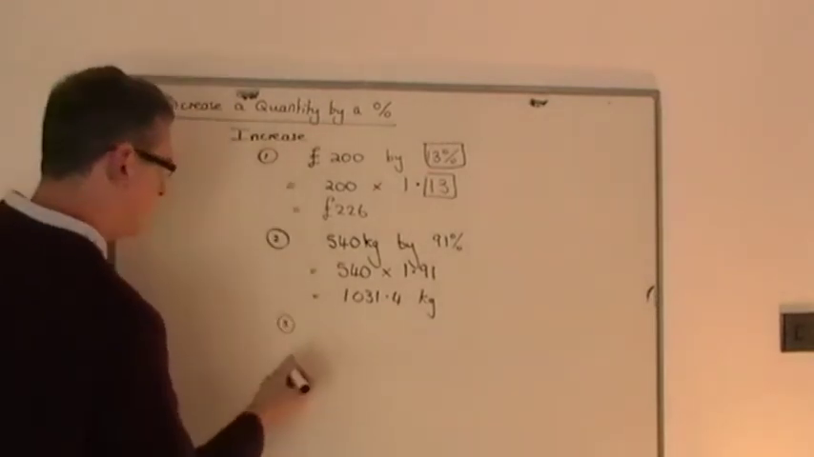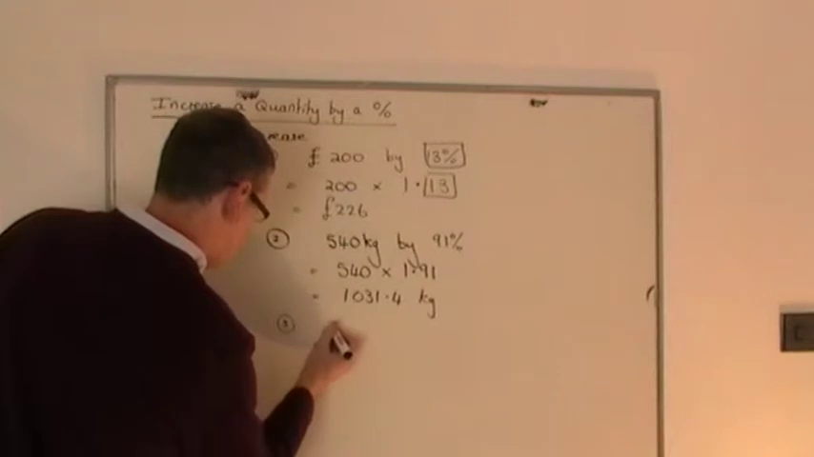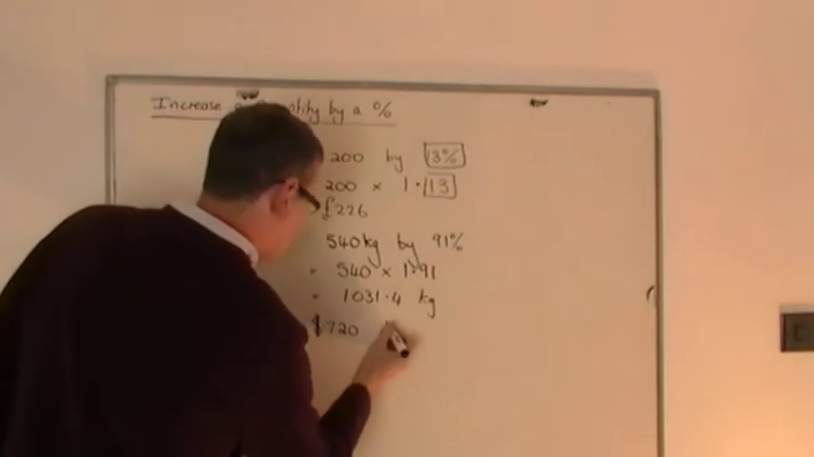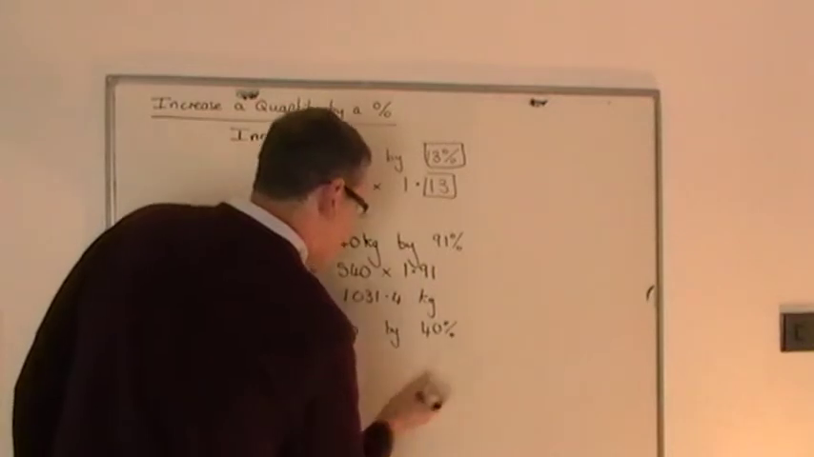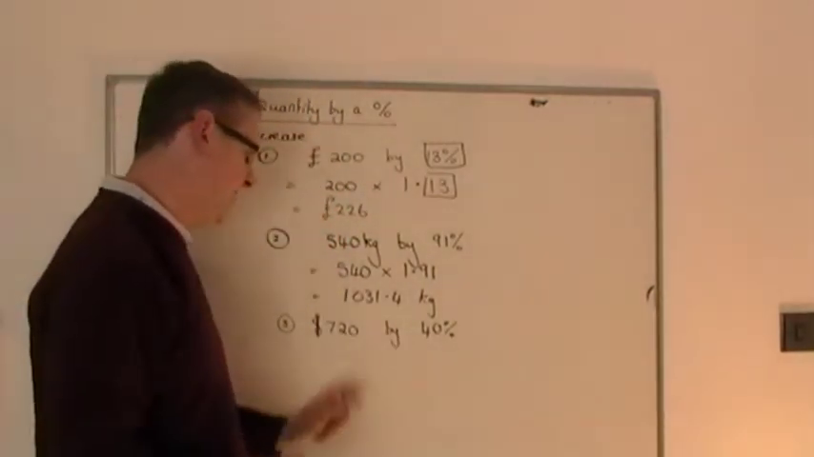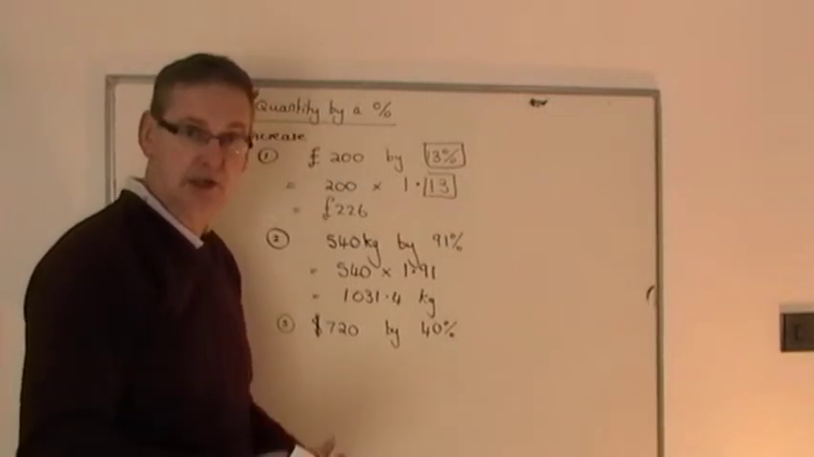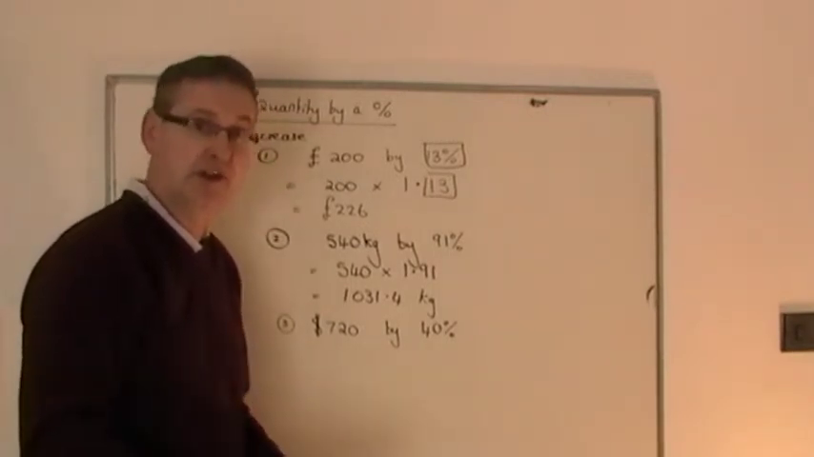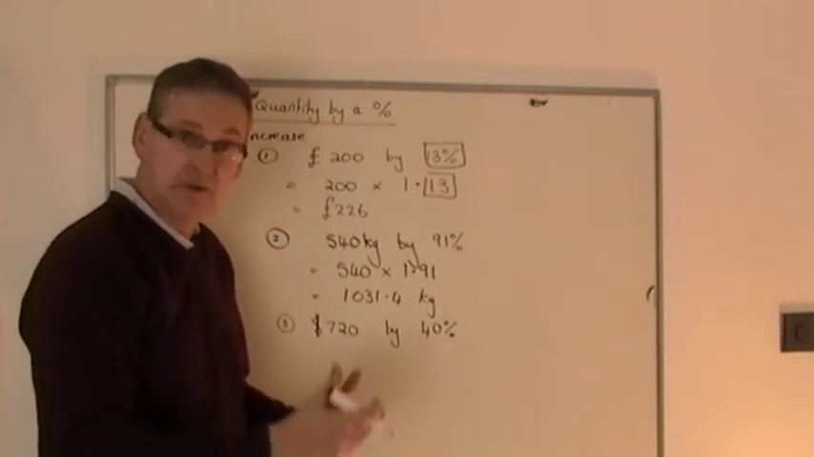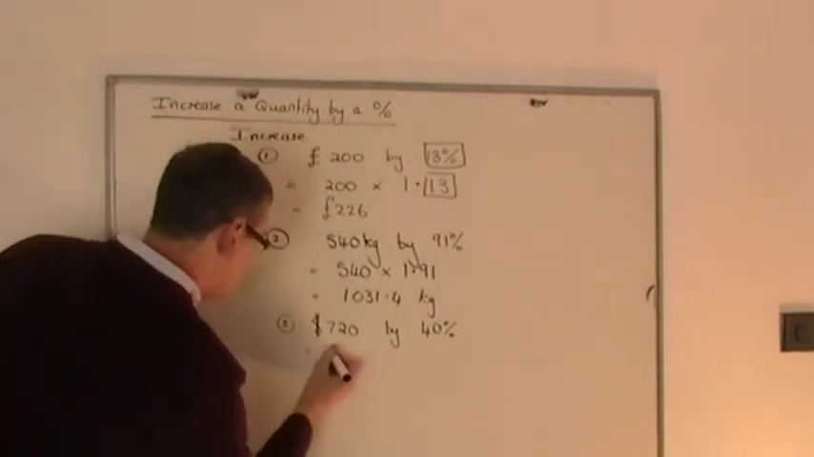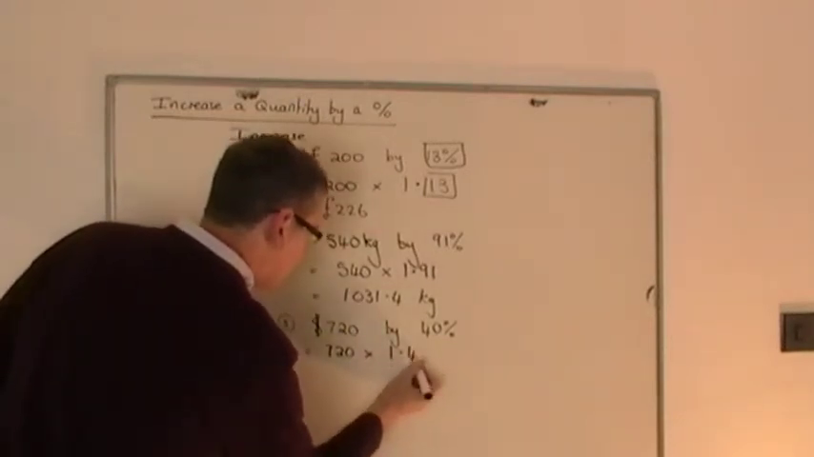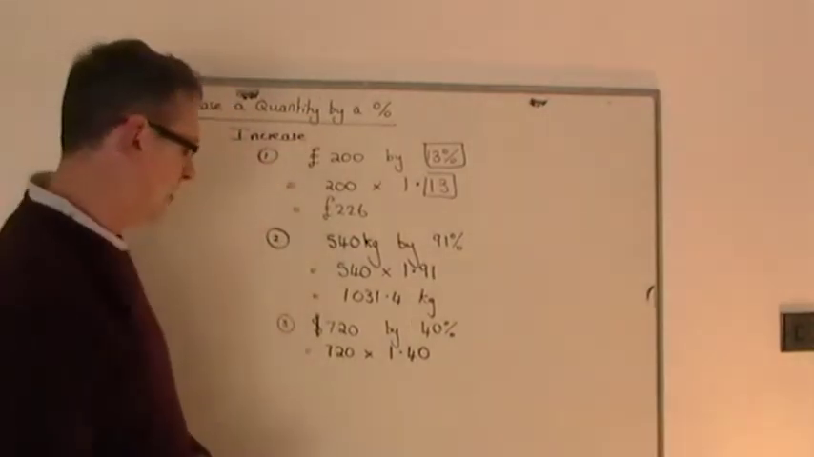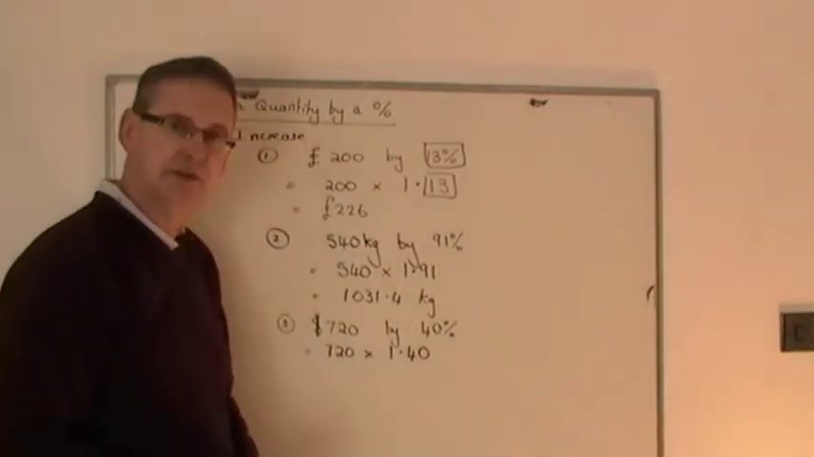Okay, let's have a look at number 3. You need to be aware of something like this. You might have something like 720, I don't know, dollars, and you're going to increase it by, this time, 40%. Now, that one there would probably be quite easy to do just by working out 10% and then times it by 4 to get 40% and add it on. But if you've got a calculator to hand, all you've got to do is take the 720 and multiply it by 1.40. You can see the 40 gives you the 40% increase.